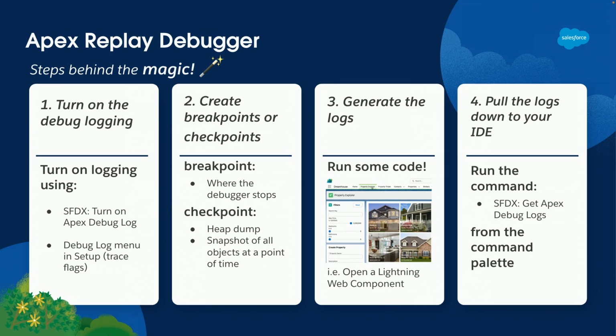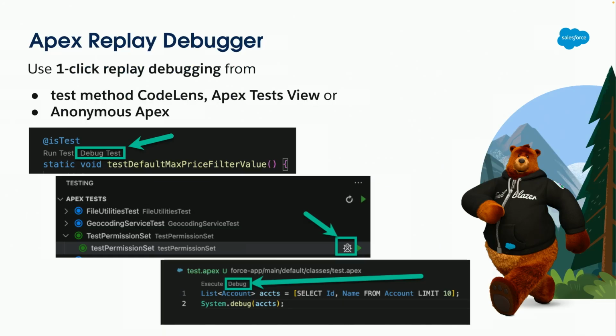But what happens is debug logs get turned on for your user. You create and modify your checkpoints and breakpoints. You generate those logs, and then you pull them down to work with them locally. As we saw, though, the one-click debugger gives us a quicker and easier, much more efficient way to do this.